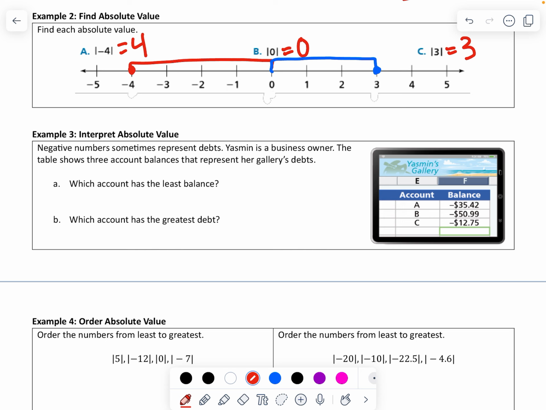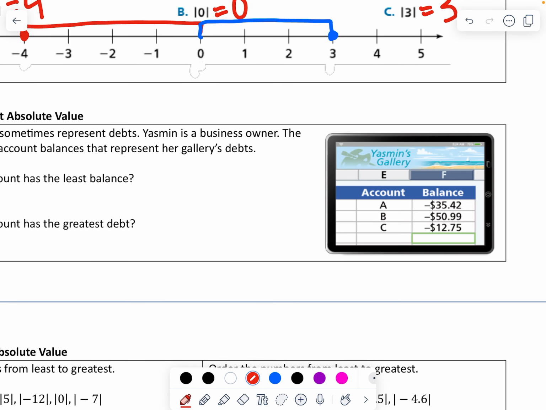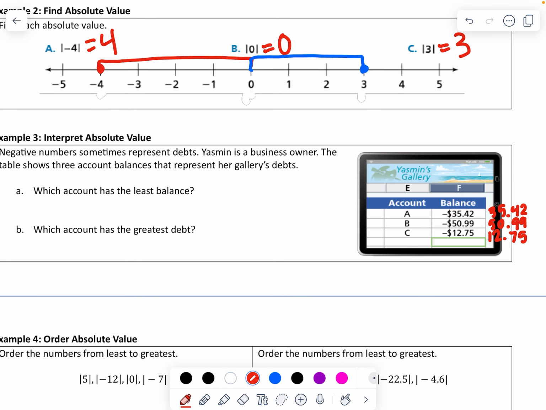So when we look at these, I'm going to find the absolute value of each. So the absolute value of each just makes each of them positive. So this one would be positive 35 and 42 cents. This one would be positive $50.99. And then this last one would be positive $12.75. So now it's saying which account has the least balance. So the least balance, okay, these are kind of tricky. So let me skip A real quick.